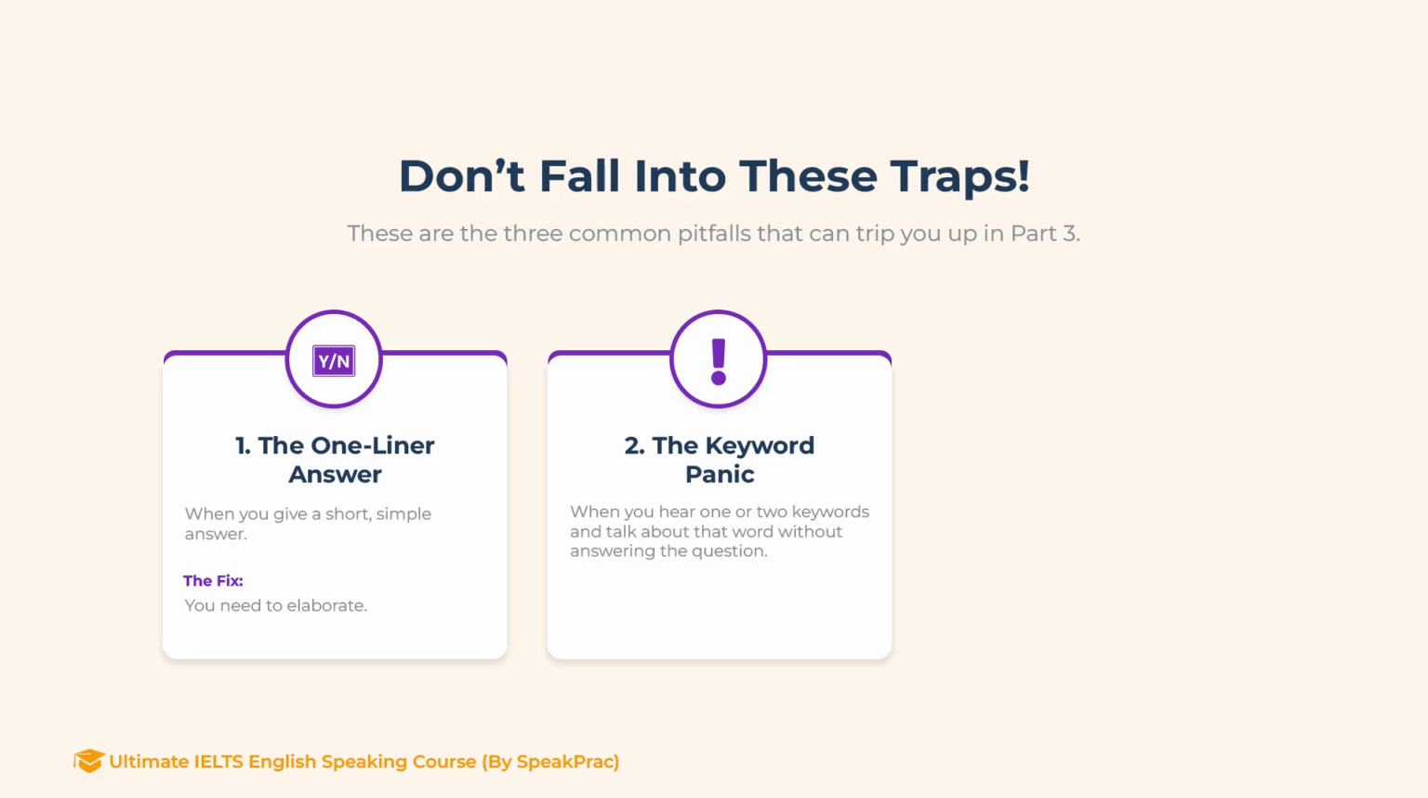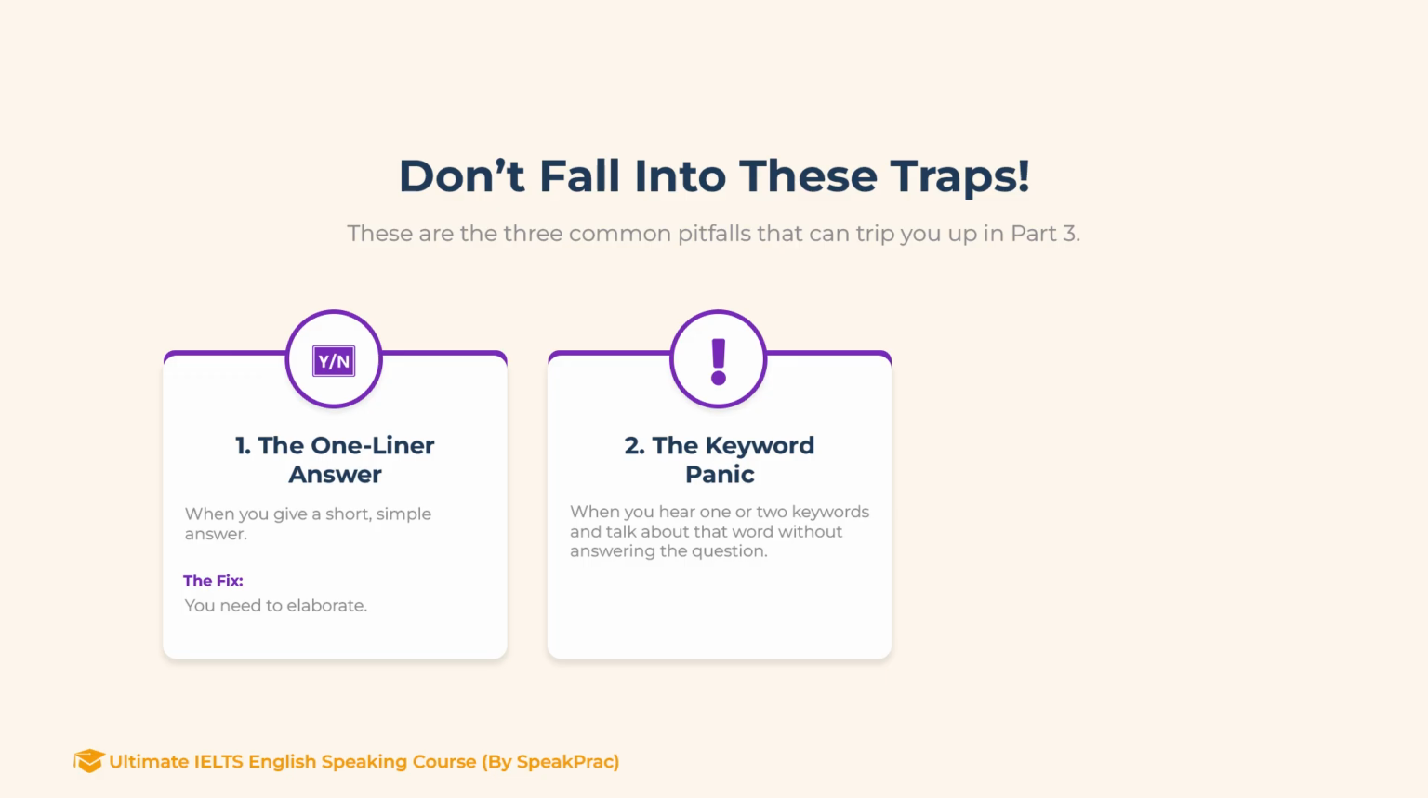Trap 2. The keyword panic. This is when you hear 1 or 2 key words in the question. You then panic and you just start talking about that word without actually answering the specific question you were asked.